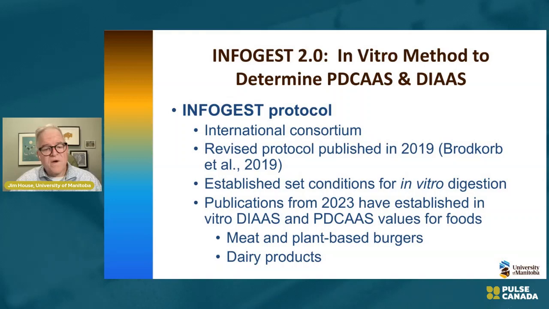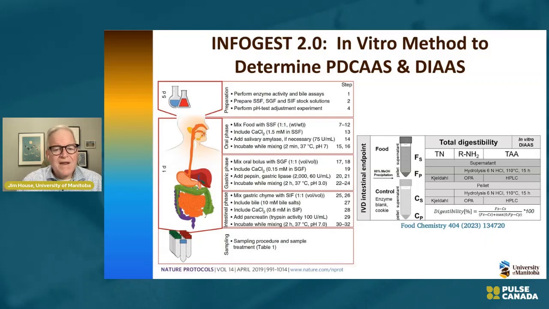There was further work needed to help validate this method for determination of amino acid score, in particular DIAAS and PDCAAS. There have been recent publications for meat and plant-based burgers and dairy products. Essentially this method, as you can see in this graphic, shows all the steps you can go through, but the details are in the Nature Protocols paper from 2019, and you can refer to that. More recently, a paper published in 2023 by Souza et al. provides the conditions for measuring digestibility of amino acids and protein, which is more relevant for today's conditions.